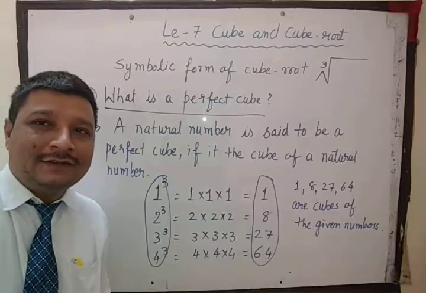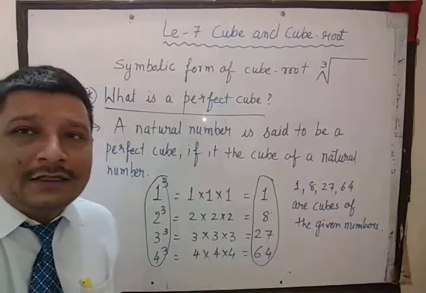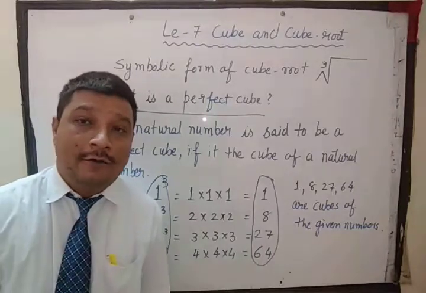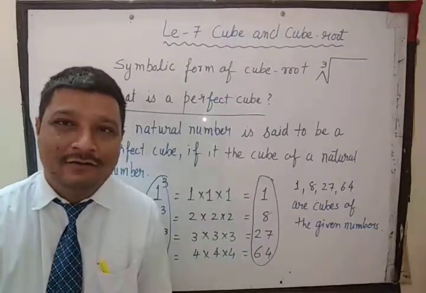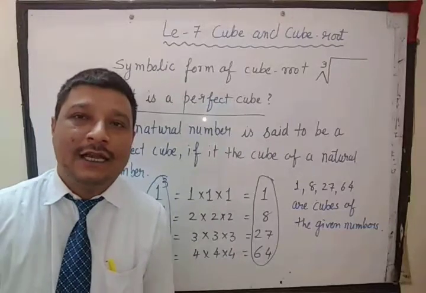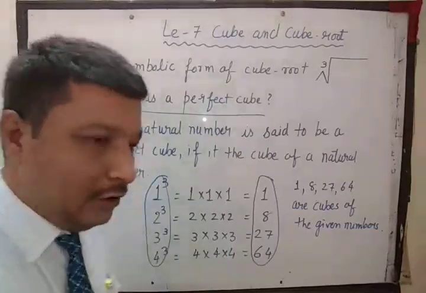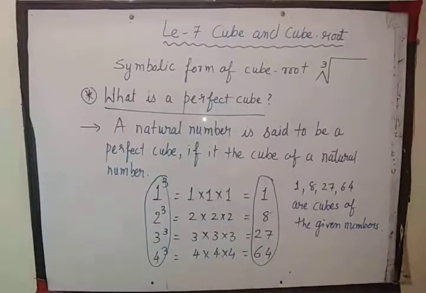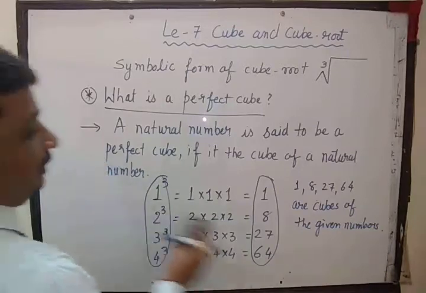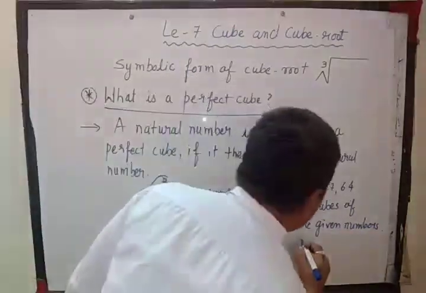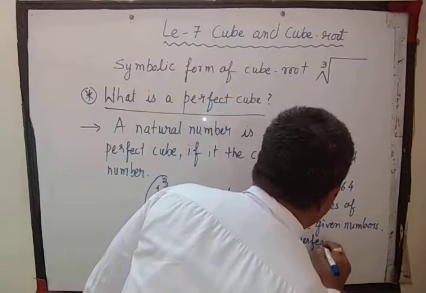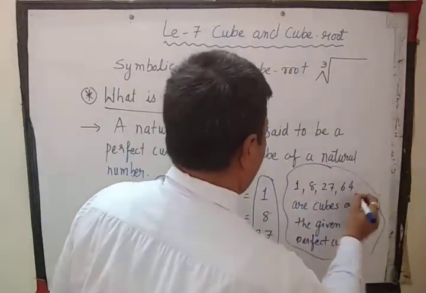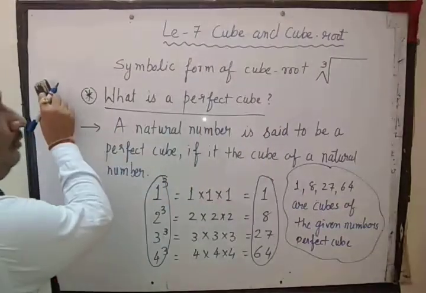Clear? Now in the next lecture we will proceed with cubes of 1 to 10. It is important to know that too. We must understand 1 to 10 cubes. So shall we proceed? Let me erase it. These are all cubes, and we will call them perfect cubes too.